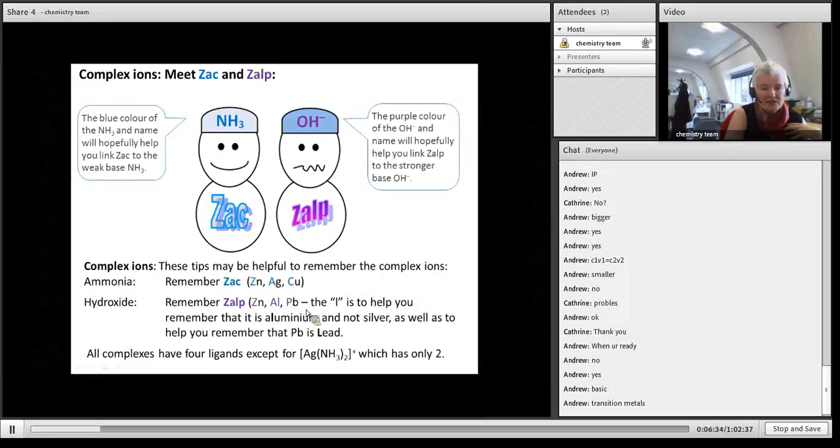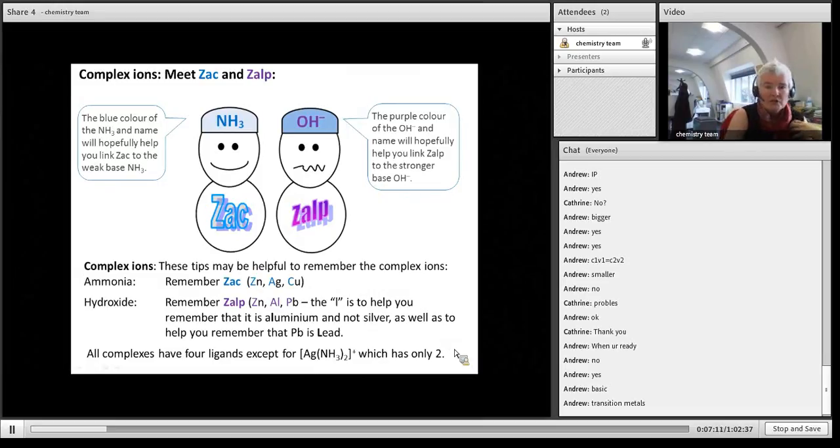So I made it ZELP, so the Al stands for aluminium, but the L also is to help you for the lead. The P is the beginning of lead, but because it doesn't have the same letter, at least the L will remind you of that. And as a tip, they all form 4 ligands, or four of those ions latch around the metal ion, except for the silver ammonia complex, which is 2. So that's one way of remembering these.